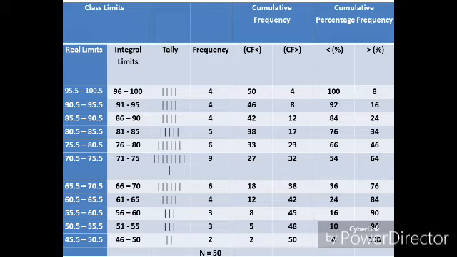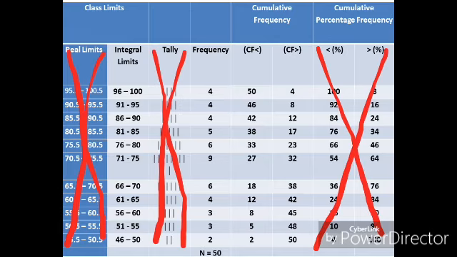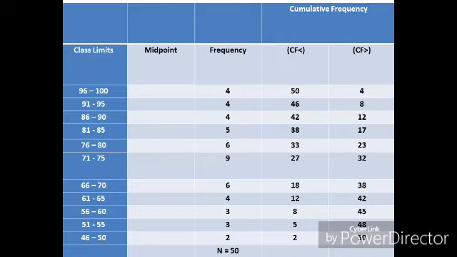Let's look at our final table from our first video. We must not include the real limit, tally, and cumulative percentage frequency lesser and greater than because they are not applicable in our discussion today. Next, we must add a column between the class limit and frequency called midpoint. We must determine the midpoint of each class by identifying the median.